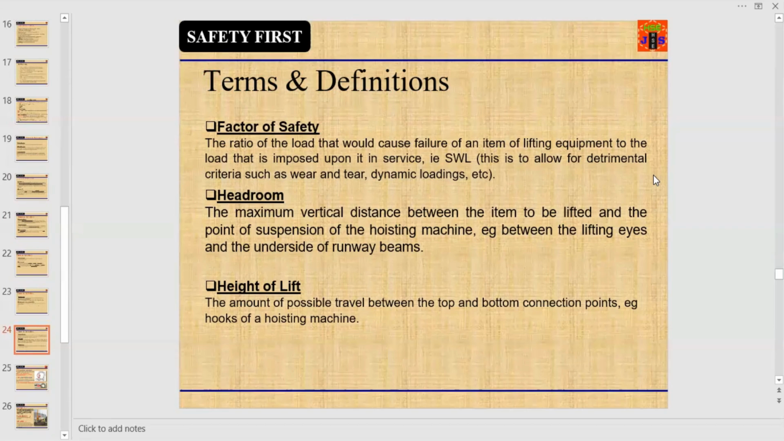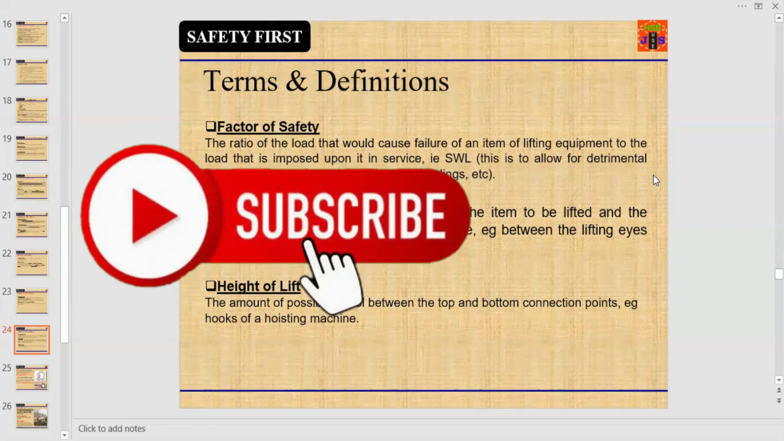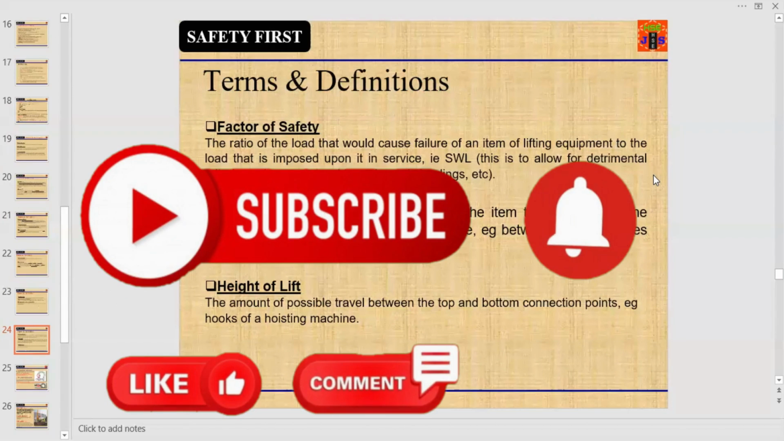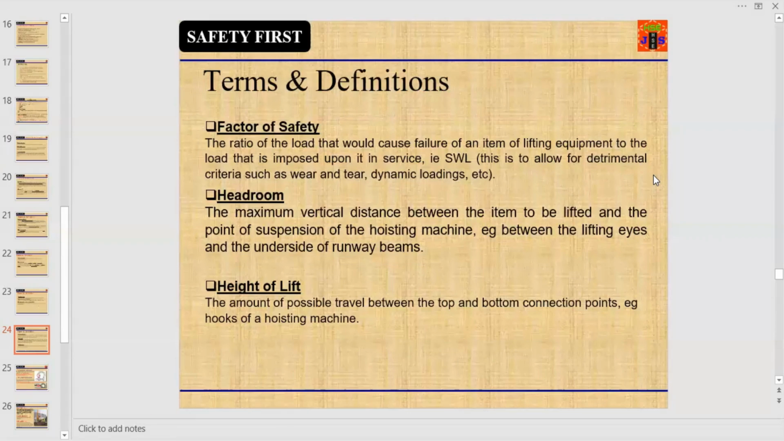What is the meaning of headroom? The maximum vertical distance between the item to be lifted and the point of suspension of hoisting machine, that is, between the lifting eyes and the underside of runway beams. What do you understand by height of lift? The amount of possible travel between the top and the bottom connection points, for example, hooks of a hoisting machine.